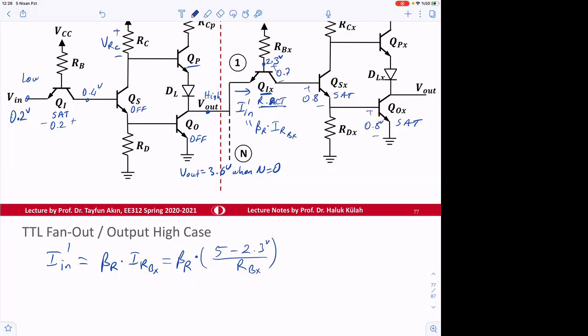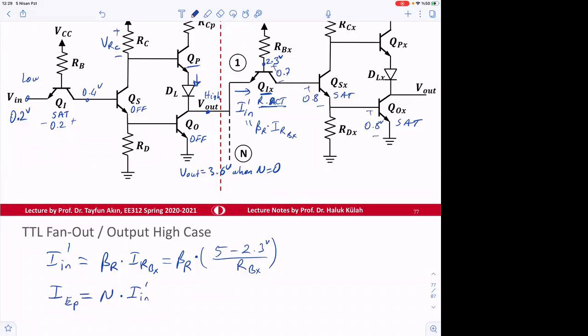Okay, so what is the effect of this? We can have n times IN prime. So that current is this current. So the emitter current of the P transistor is going to be now n times IN prime. And if n is 0, that is 0.